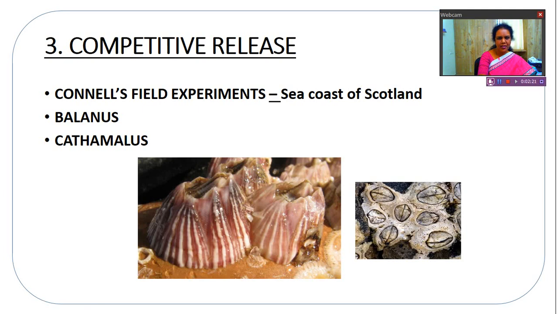In the previous class, we have studied competitive exclusion. When two organisms are in competition, the superior ones increase and the weak ones decrease in number. And here we see competitive release: when superior ones are removed, taken off from that area, the inferior or weaker organisms increase in number, which is called competitive release. So this also occurs sometimes.